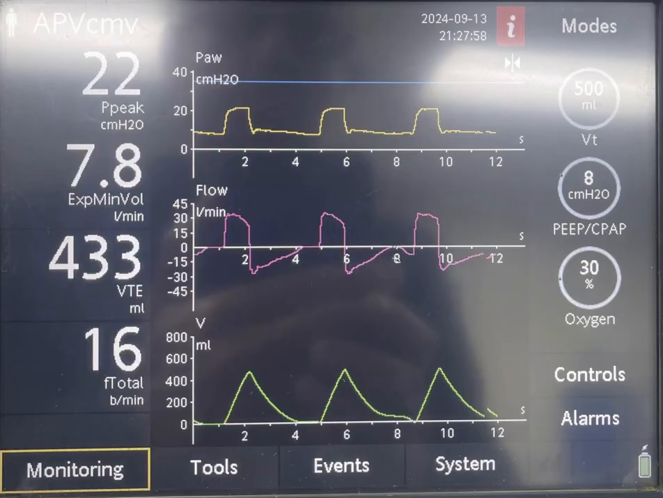If the machine was triggered by this inspiratory effort of the patient, the next breath would have happened here, and that would have actually caused air trapping or auto-PEEP for the patient.